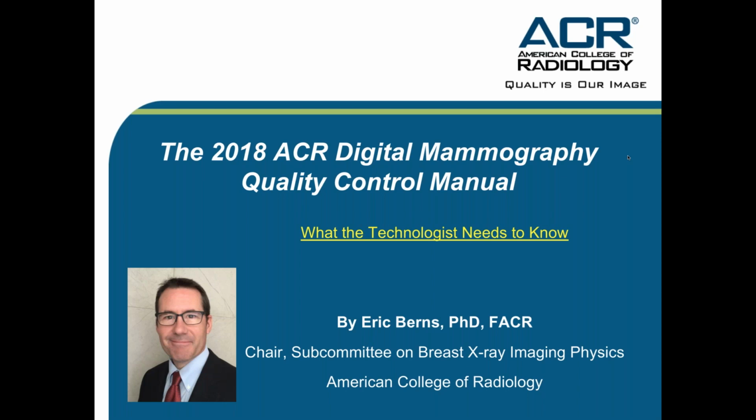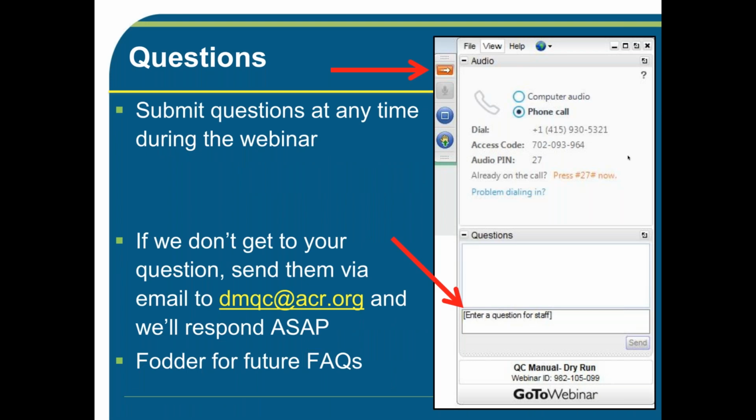Okay, thank you, Dustin. And thank you, everybody, for giving us an hour or less of your time to introduce the 2018 ACR Digital Mammography QC Manual, which now contains both the 2D quality control tests and the 3D, or DBT, or TOMO components. So now one manual covers both 2D and TOMO in terms of quality control.